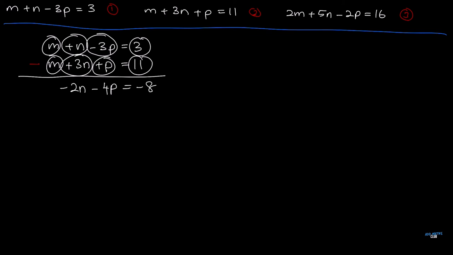So now I have a new equation, so I'm going to label this equation. I have this new equation. I'm going to say equation 4. Okay, how did I get equation 4? I took equation 1 minus equation 2. Then I got a new equation, equation 4.